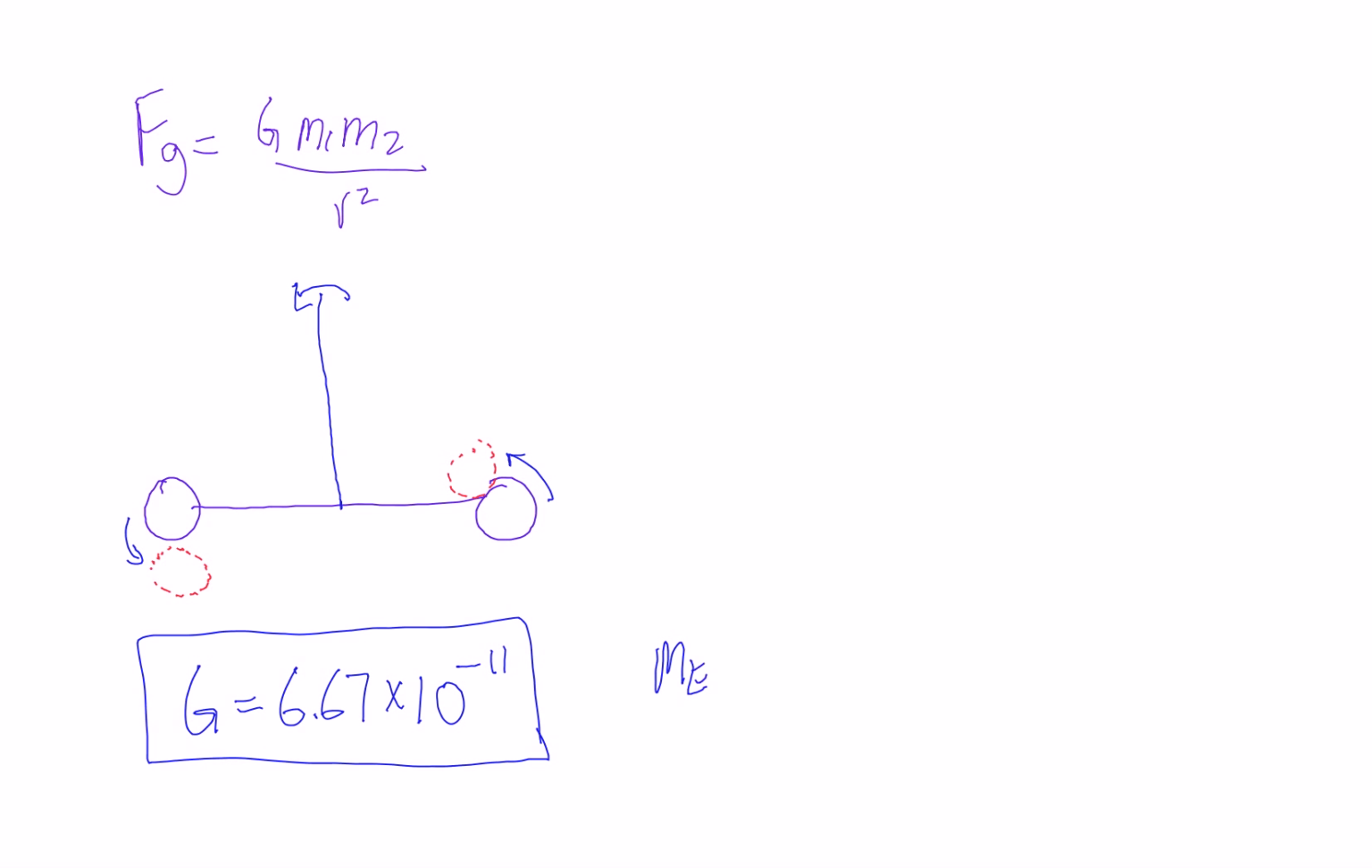The mass of the Earth is another number that we use quite often, and it's on your formula sheet. The mass of the Earth is 5.97 times 10 to the 24 kilograms. And we also use, for the radius of the Earth, 6.27 times 10 to the 6 meters. Those are numbers we often use when we're dealing with the Earth.